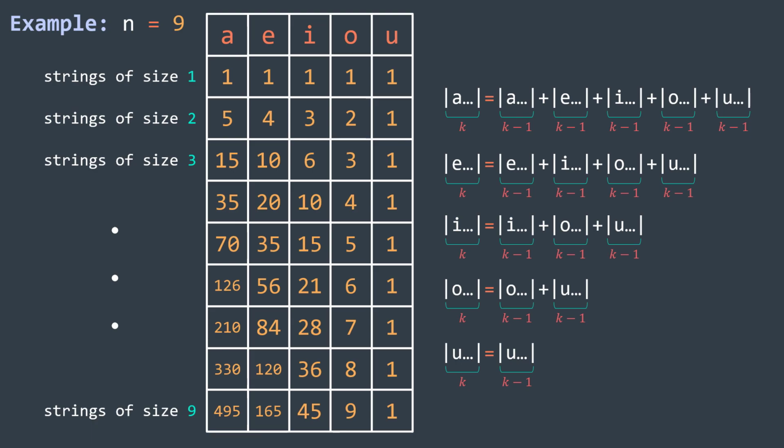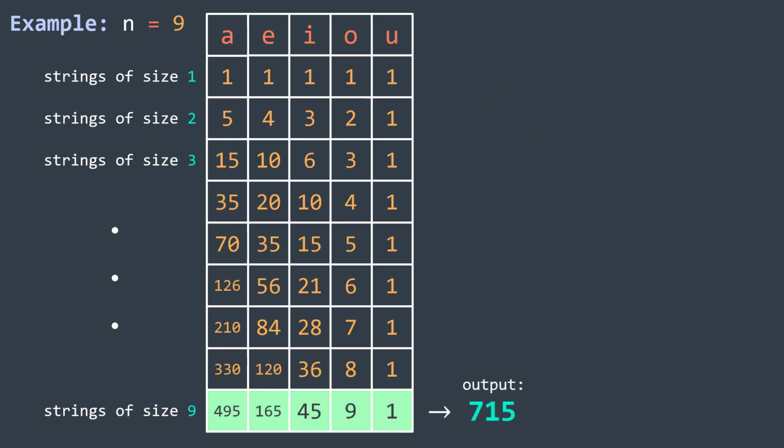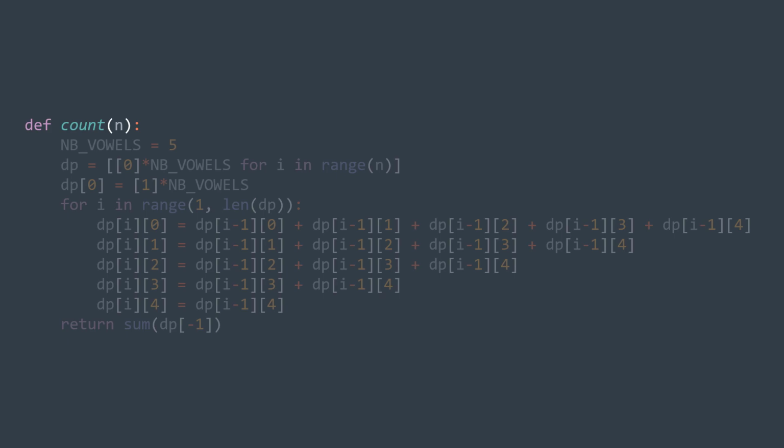Now we have the number of strings of size n with each vowel, we just do the sum and we get our output. And this is why I told you that dynamic programming can be tricky sometimes. We had to think of this logic to continue filling the DP matrix. In code, we create a matrix DP which has n rows and 5 columns. We fill the first row with ones and we can start filling remaining rows.